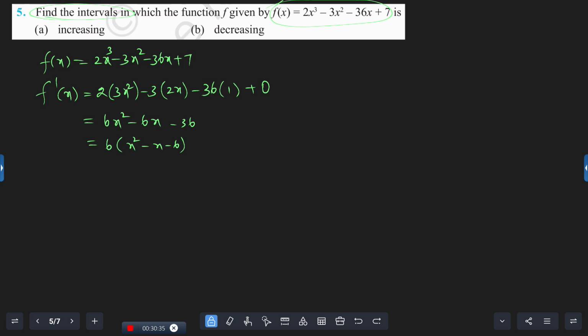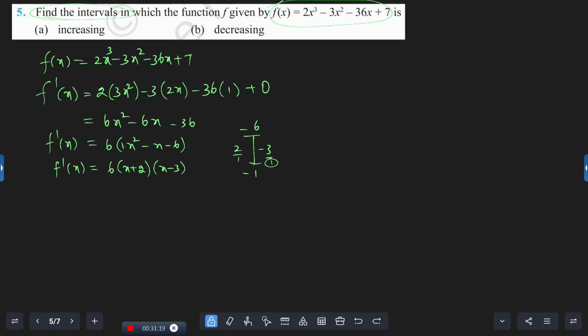This is f dash of x. Now if you want to make it equal to 0, you have to simplify, right? So I'm factoring: coefficient of x square is 1, into minus 6, and coefficient of x is minus 1. So 2 into minus 3 is minus 6, and when you subtract, minus 3 plus 2 is minus 1. So you will be getting 6 into x plus 2 into x minus 3. That you all know already, we have done these things in 11th or 10th. Now this is the f dash of x we have at present.